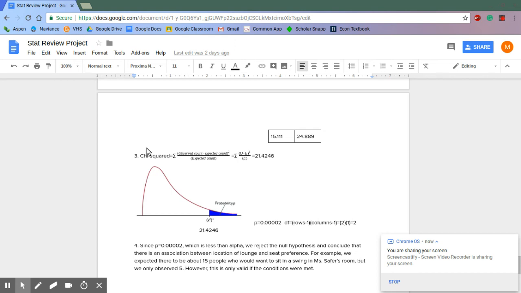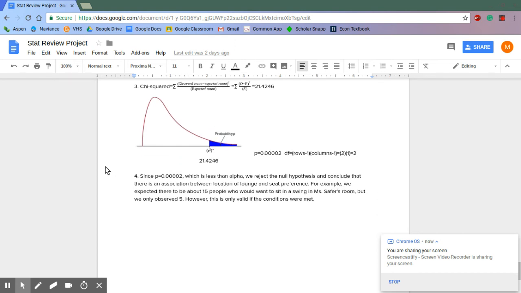is pretty much 0. And since p is about 0, which is less than alpha, we reject the null hypothesis and conclude that there is an association between location of lounge and seat preference. For example, we expected there to be about 15 who would want to sit in the swing in Miss Safer's room, but we only observed 5. However, this is only valid if the conditions were met.